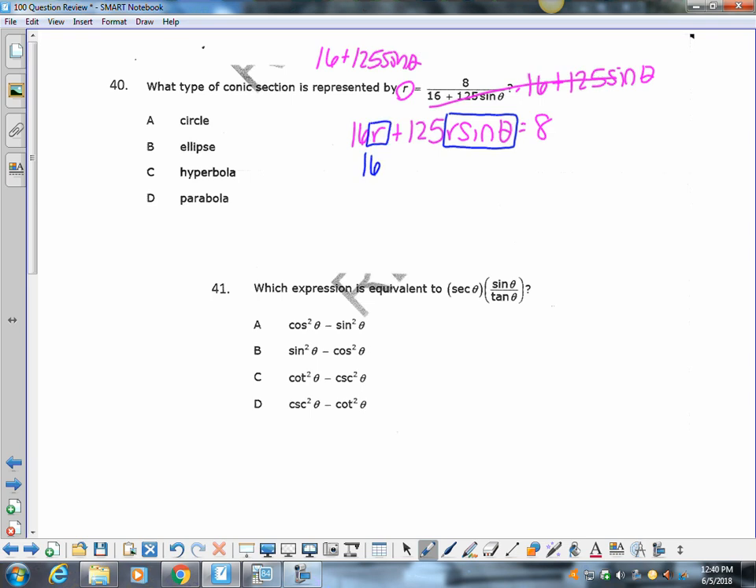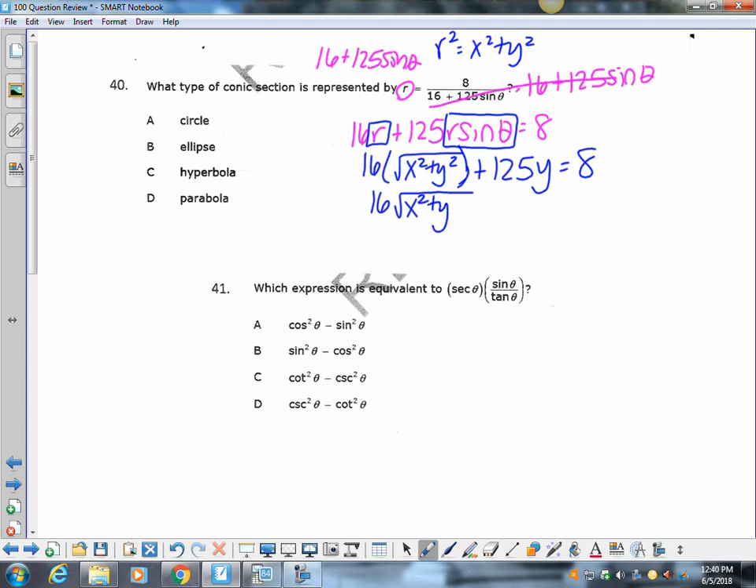And I'm going to replace the R with this formula. And that's R squared, so R is going to equal the square root of that. Nope, not equals. Okay, now I need to get rid of my root. So I need to move everything away from the root, and I'm going to divide it by 16. And then I'm going to square both sides.